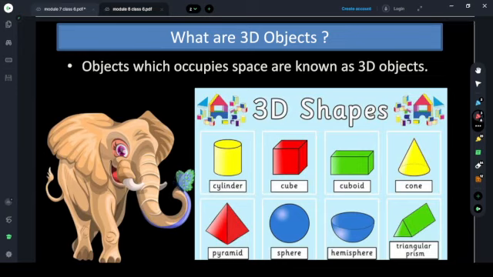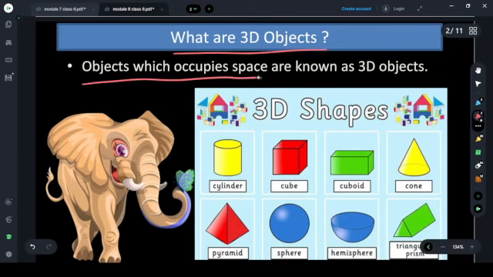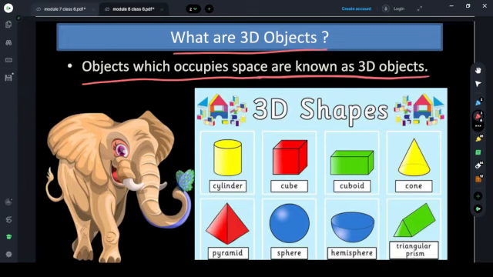First of all, we have to understand 3D objects. What are 3D objects? Objects which occupy space are known as 3D objects. 3D object means that it occupies some space in air or water or anywhere else. It has length, breadth and height also. We have seen 2D shapes, they have only L and B. Now you have height also.